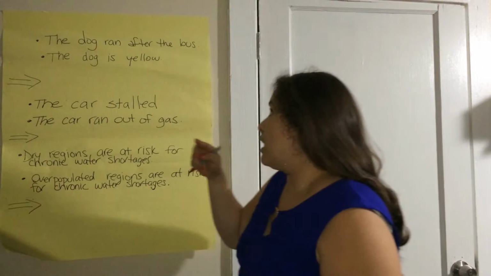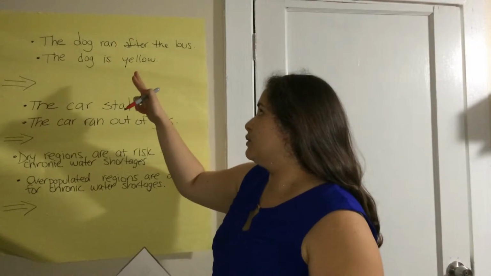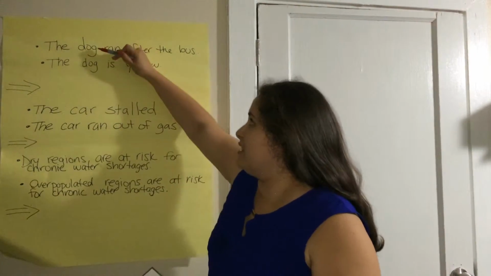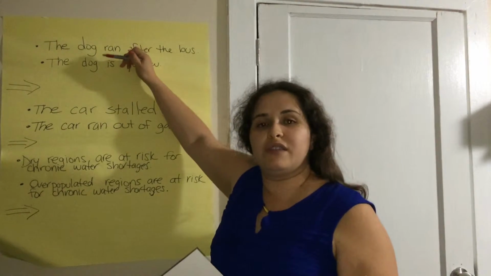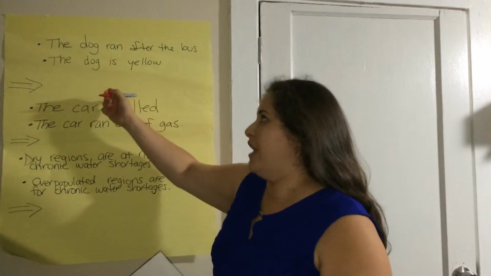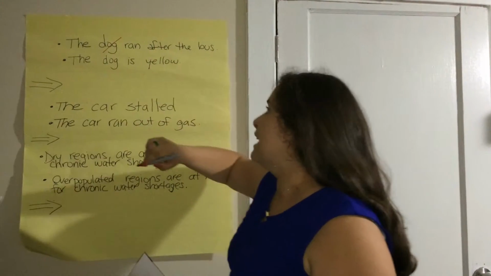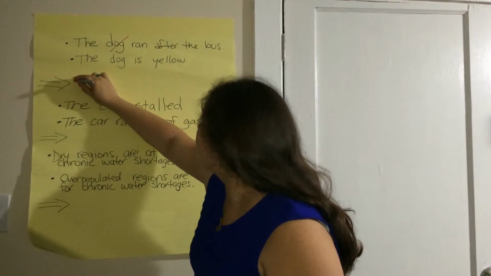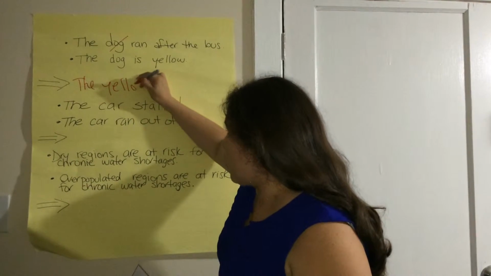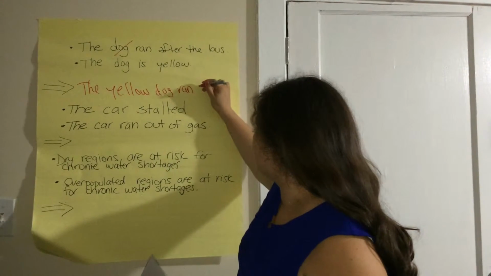So we have here, the dog ran after the bus, the dog is yellow. Just like in math, you see that there are two things that are repeating, so one of them can cancel out. I don't need to repeat dog twice to combine my sentence. So I'm going to cancel one of them out, and I'm going to say, the yellow dog ran after the bus.